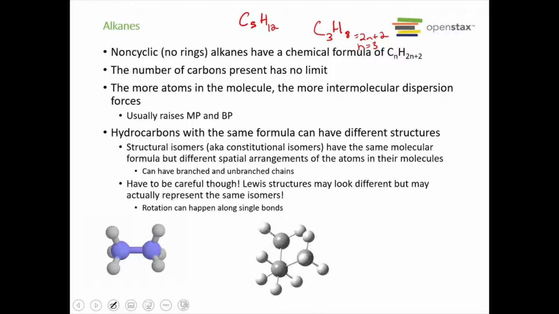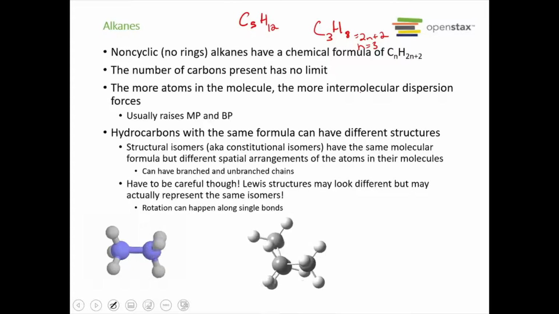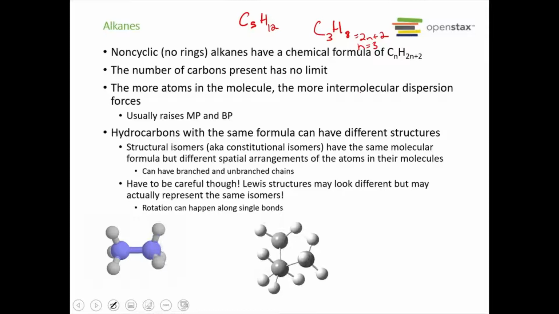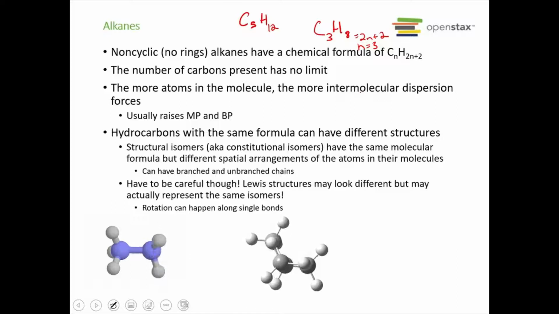So when I was talking earlier about the pentane formula at C5H12, we can have what are called structural isomers or constitutional isomers, where they have the same molecular formula, but different spatial arrangements of the atoms in their molecules. So they can be branched or have unbranched chains. And we'll look at some examples in a moment.